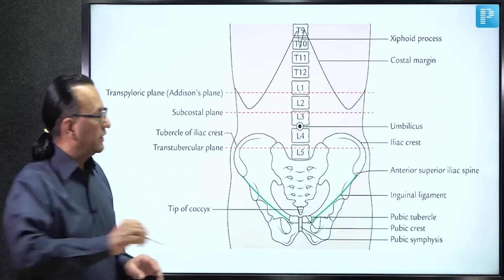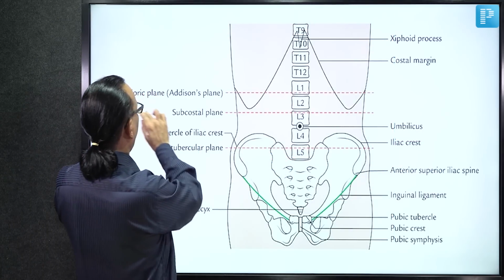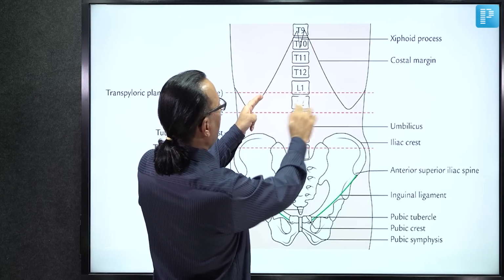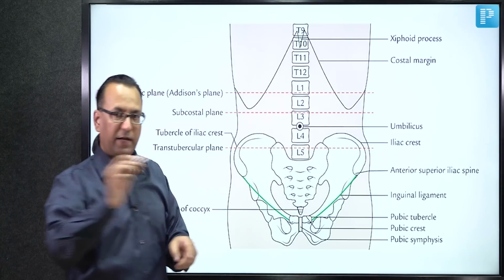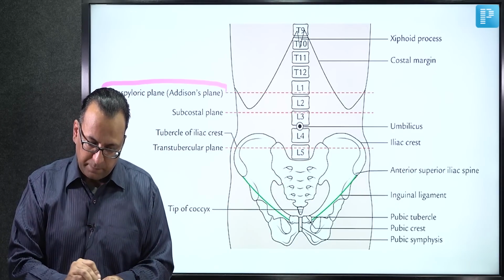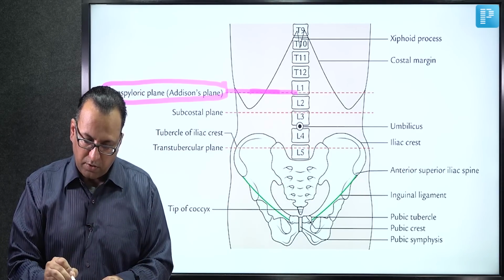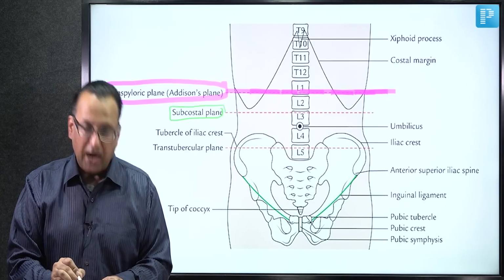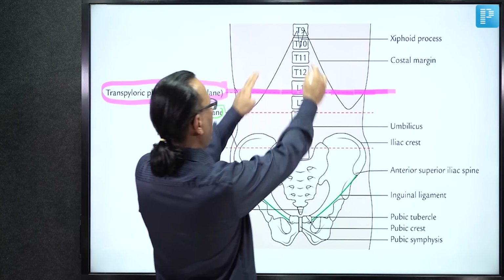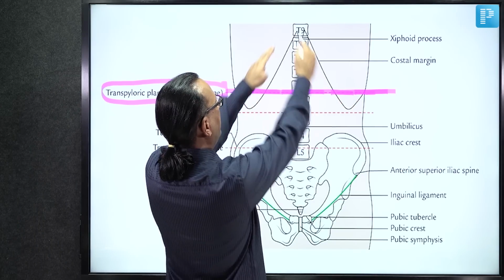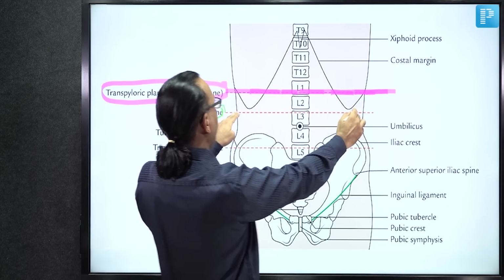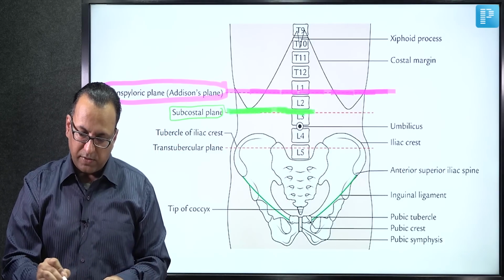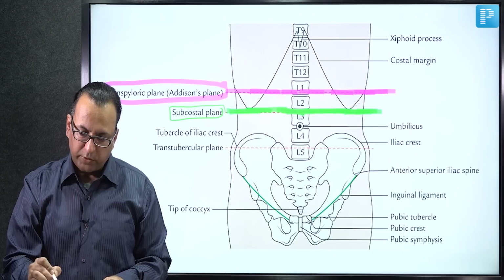So here we can see this is going to be the transpyloric plane, the Addison's plane, where you have the pylorus of stomach, L1 vertebra, the lower border. Let us demarcate it here: the transpyloric plane, lower border of L1 vertebra. The line which was given to us is the subcostal plane at the lower end of the costa, the ribs. So this is the costal margin. This is the subcostal plane, which you can demarcate now with a line here, passing through the L3 vertebra, which we already have put as our answer.